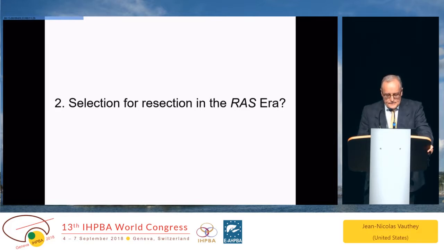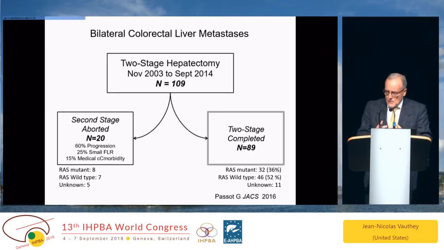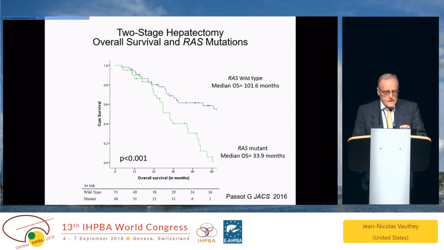Selection for resection. So the most advanced disease that's treated with surgery is treated with two-stage hepatectomy, and that's where you see the most profound effect of the RAS mutation. Looking at 93 patients here with RAS status, we found that in fact we had only one survivor in RAS mutant, and we had 16 survivors with RAS wild type at 5 years.